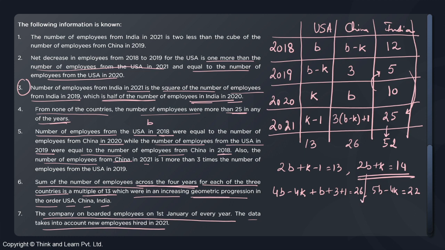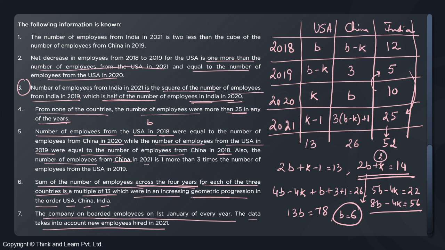Let's just multiply the other equation by 4. I get 8B minus 4K is 56. Just add them. This gives me 13B is equal to 78. That is B is equal to 6. And once B is equal to 6, I can get K is equal to 2.